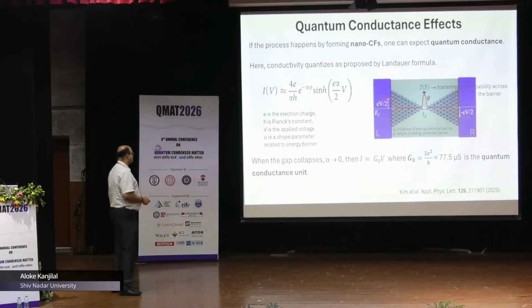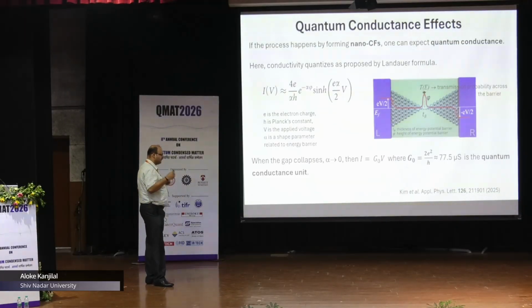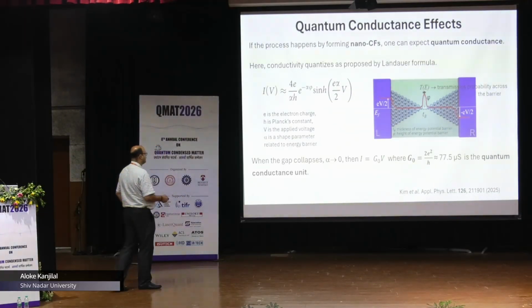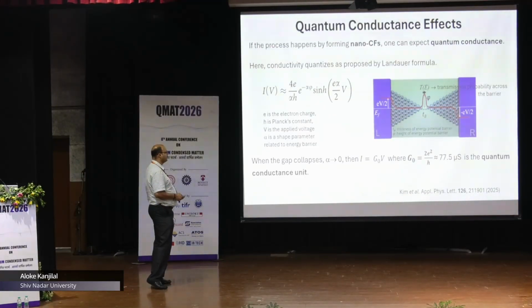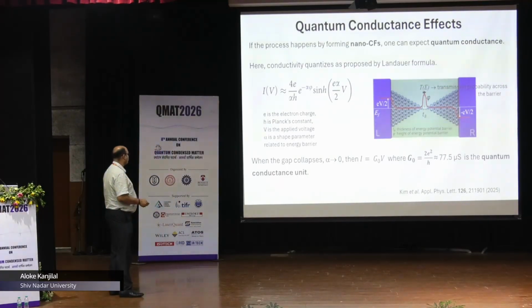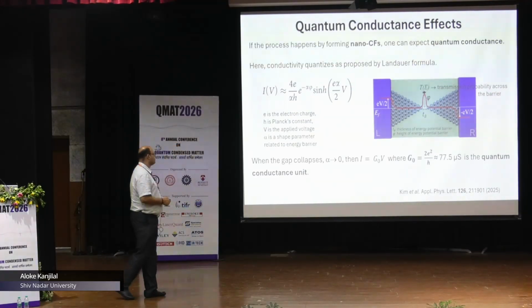Now, whenever you are shrinking down to the atomic level, alpha tends to 0 if it is small enough, and then the current I is proportional to G naught. This G naught is nothing but 2e squared by h, which comes to around 77.5 microsiemens. This is the unit called the quantum conductance unit. That is the minimum value you can get whenever you come to the atomic level.